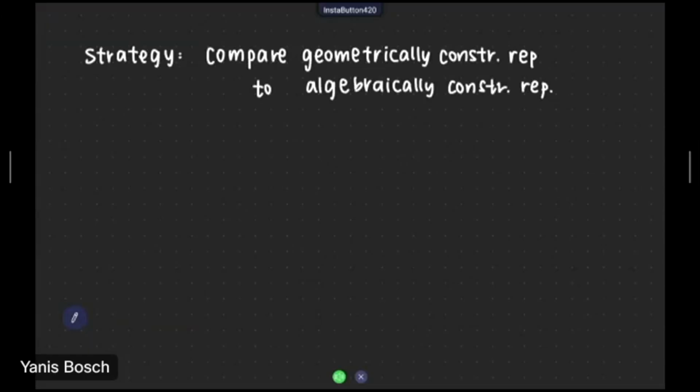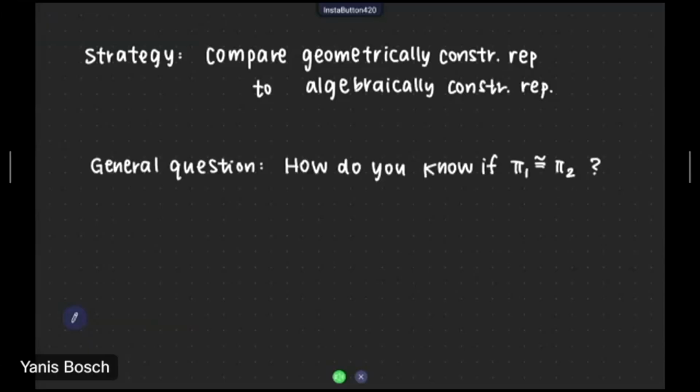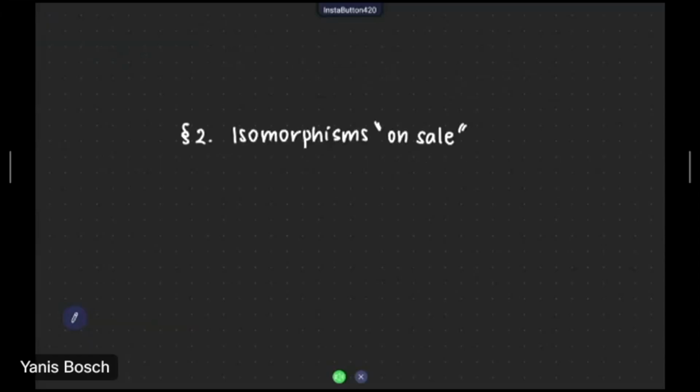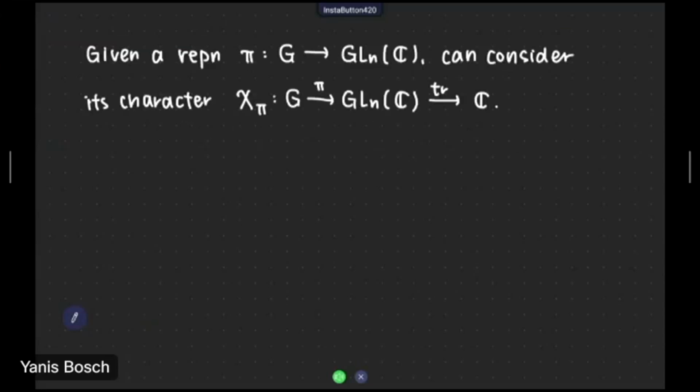And so this leads to a kind of general representation theory question, which is, if you are given two representations, pi_1 and pi_2, how do you know if they're isomorphic? And so this leads into what I think is the most important part of this talk, which is isomorphisms on sale. Okay, so I like this topic very much. I hope to convince you to also like this topic.